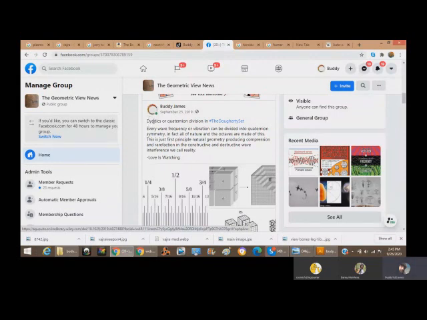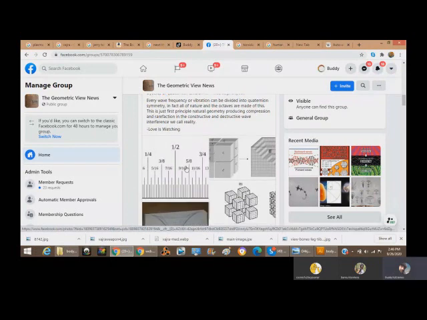This is dyadics, or quaternion division in the Dougherty set. Every wave, frequency, or vibration can be divided into quaternion symmetry. In fact, all of nature and the octaves are made of this. This is just first principle natural geometry producing compression and rarefaction in the constructive and destructive interference we call reality. Posted that last year.